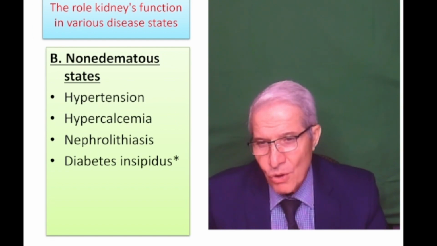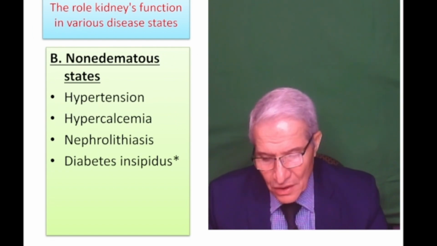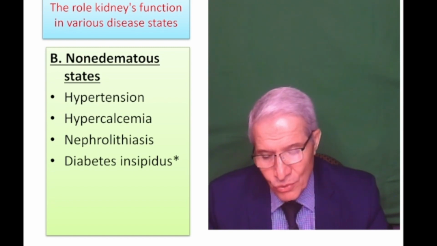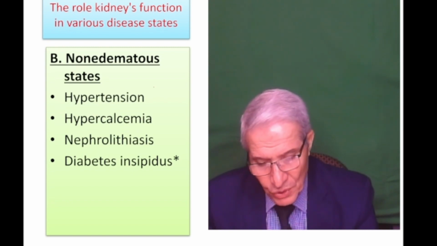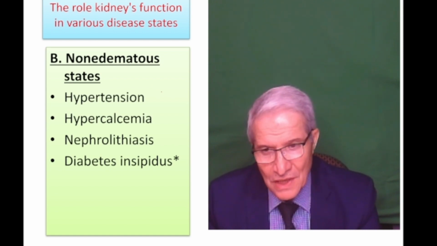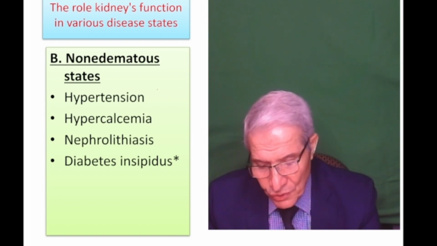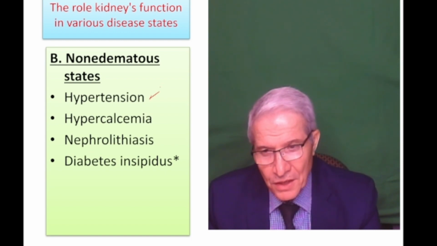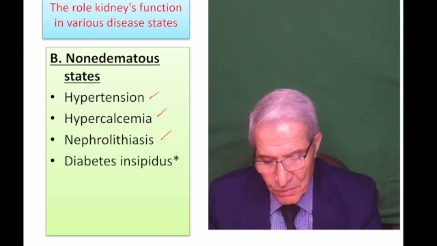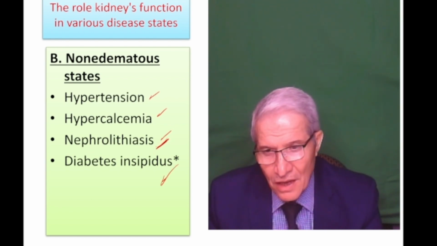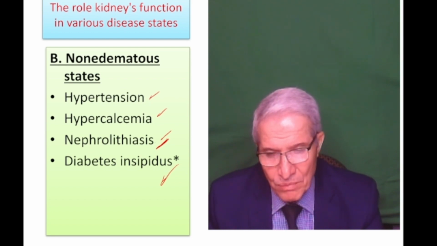Now, speaking about non-edematous states, the kidney also plays an important role. Here we don't have edema, but we have diseases in which the kidney plays a significant role. Number 1, hypertension. Number 2, hyperkalemia. Number 3, nephrolithiasis. And number 4, diabetes insipidus. With nephrolithiasis we talk about kidney stones, where an elevated level of oxalate or uric acid, or anything else, may predispose to kidney stones.